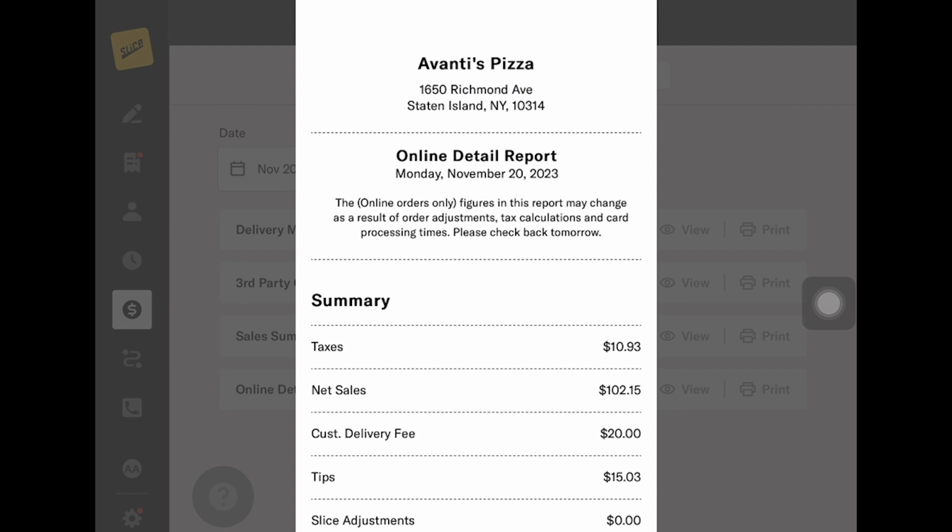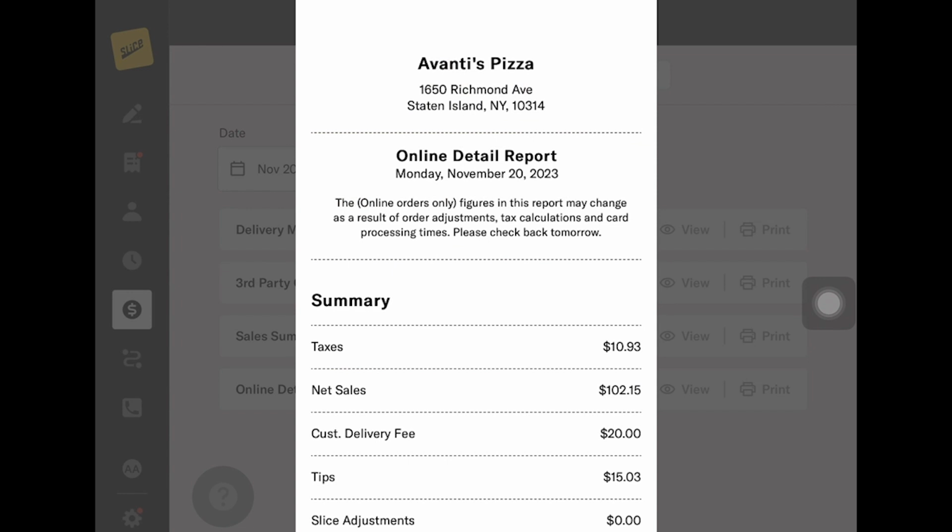First is tax. This is the tax collected on Slice online sales. Net sales is the Slice online sales without discounts or refunds. Customer delivery fees are the fees set by the shop which are charged to the customer for delivery orders. Tips is the total amount of tips added to Slice online orders by the customer.